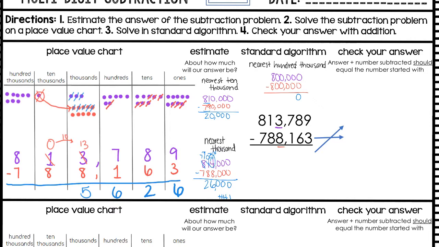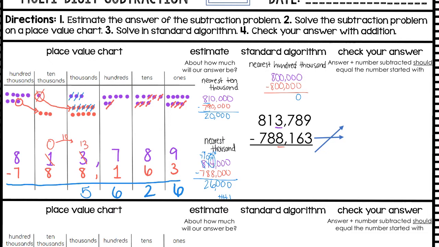5,000s. Then in the 10,000s, now I have no 10,000s. Can I take away 8? Not at all. So I have to come over and get one of my 100,000s and regroup it into 10,000s. Please count with me.